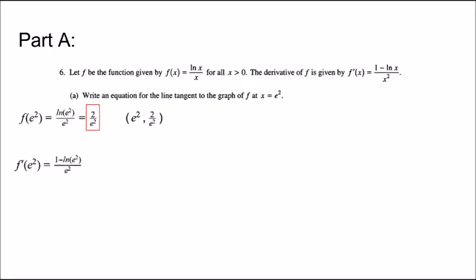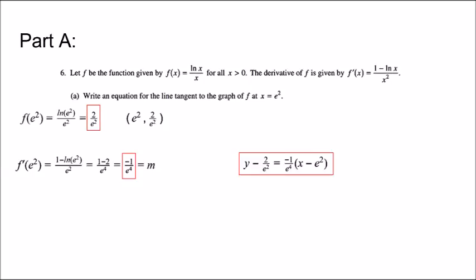Now we must find the slope of the tangent line, so we use the derivative of f to find the slope at e squared, which gives us -1 over e to the 4th. Now, we can plug everything into point-slope form and get y minus 2 over e squared equals -1 over e to the 4th times x minus e squared. One important thing to note here is that you don't need to put your equations into y equals mx plus b form, since you are more likely to make mistakes and might use up valuable time.